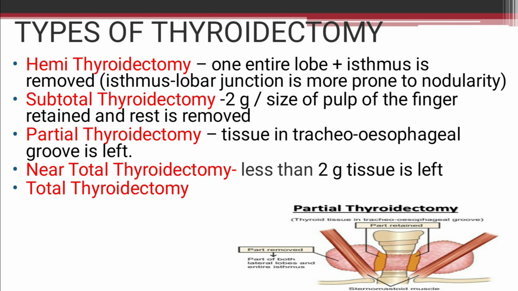In subtotal thyroidectomy, 2 grams of the tissue, or the size of the pulp of the finger, is retained and the rest is removed. And in partial thyroidectomy, the tissue present in the tracheoesophageal groove is left and the remaining is removed. In this picture, we can see that the yellow portion, that is the tissue in the tracheoesophageal groove, is left and the rest is going to be removed. And in near total thyroidectomy, less than 2 grams of the tissue is left and the rest is removed. In total thyroidectomy, the entire thyroid gland is removed.